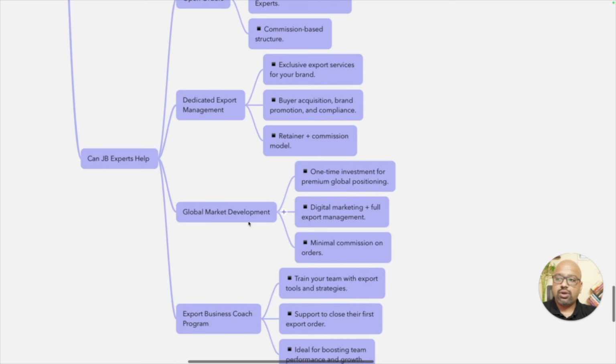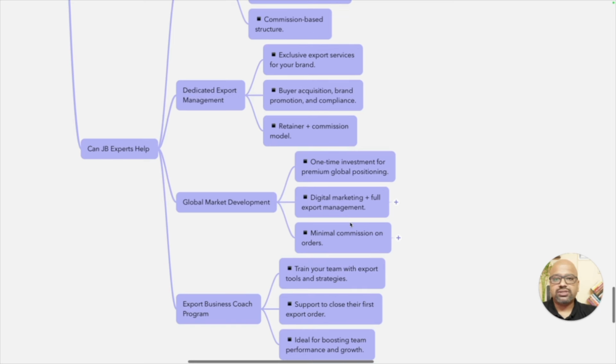Then comes the long-term global market development. In this case, we are offering a one-time payment instead of paying monthly. Some people feel that's a burden. So what you can do is make a one-time investment as a premium global positioning, and then we handle all your digital marketing, your full export management, logistics, compliances, legalities, exports, buyers, negotiations, agreements, each and everything, and then we'll get the orders on your brand name.